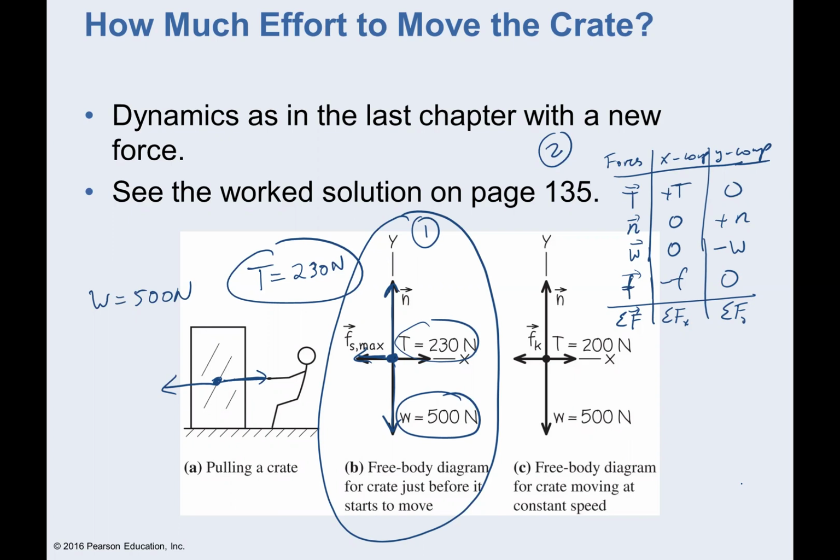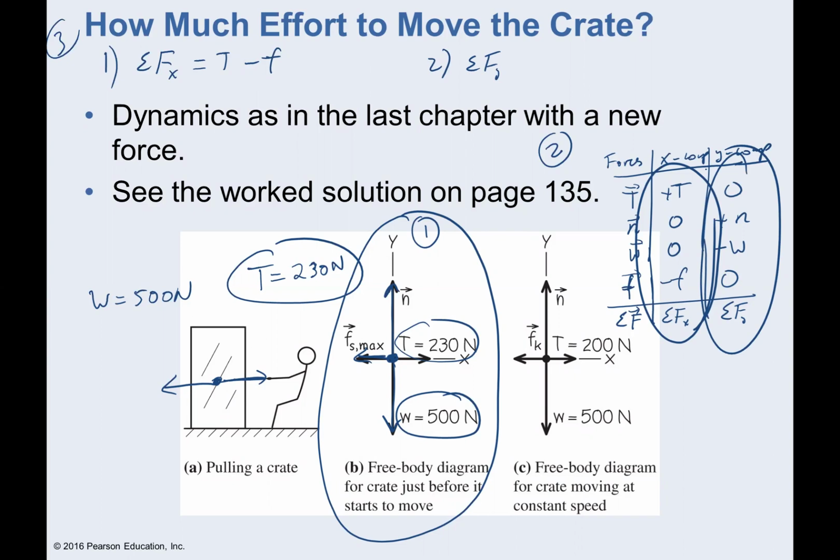All right, so remember, this force table gives you two equations. This is step 3, where we get two equations. Equation 1, net force in the x: tension minus friction equals net force in the x. Then I get equation 2, net force in the y direction, which is this column over here.